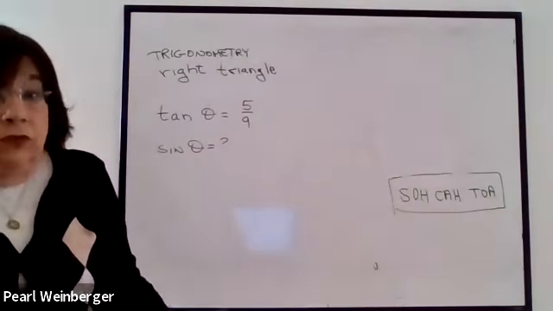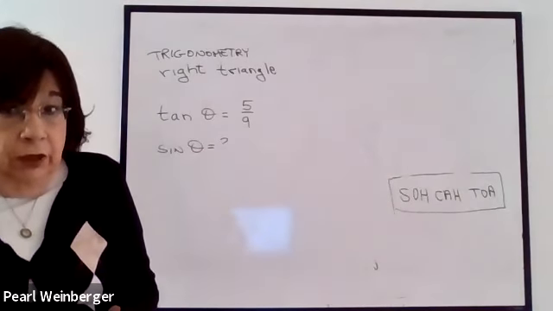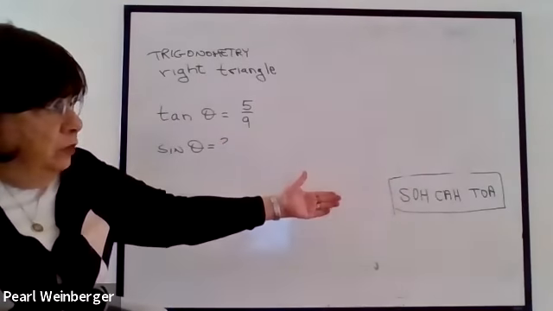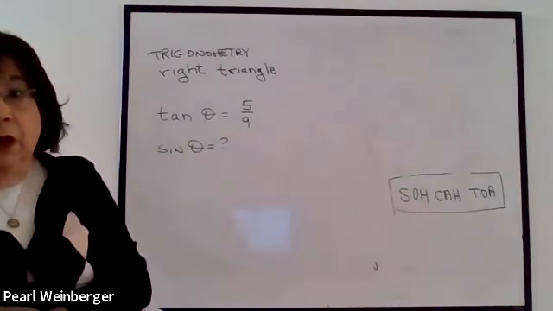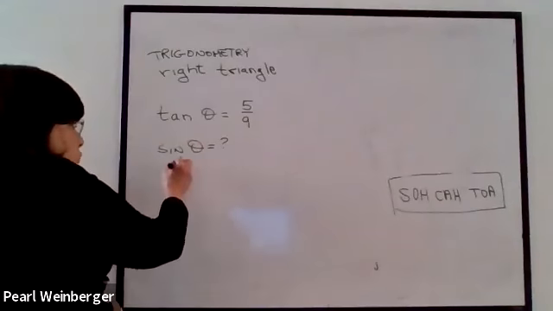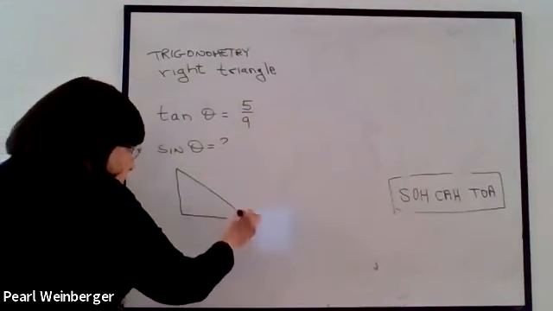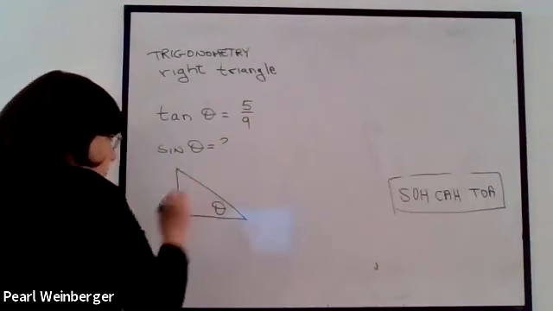In other words, they didn't draw the triangle for me. I'm going to have to draw a triangle, and I'm going to have to do SOHCAHTOA. So what information are they giving me? Here's my triangle. I know that we're talking about a right triangle, so let's draw it right here. And let's write here my theta.